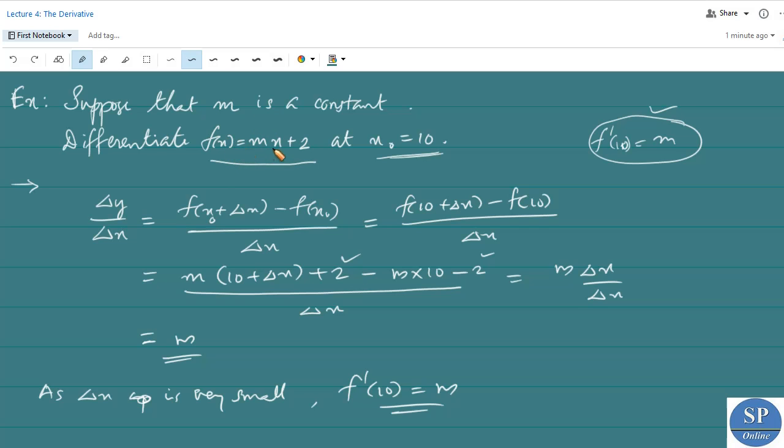Okay, so here we obtained the slope, or the derivative of this f of x equal to mx plus 2 is equal to m at any point. Here we used the point 10, that is, we find the derivative at the point 10. If we replace this x naught by any point, we will get the value m itself. Because it is a linear function, we know the derivative is actually the slope. So slope is m. So at any point x naught, the derivative of this function is m.